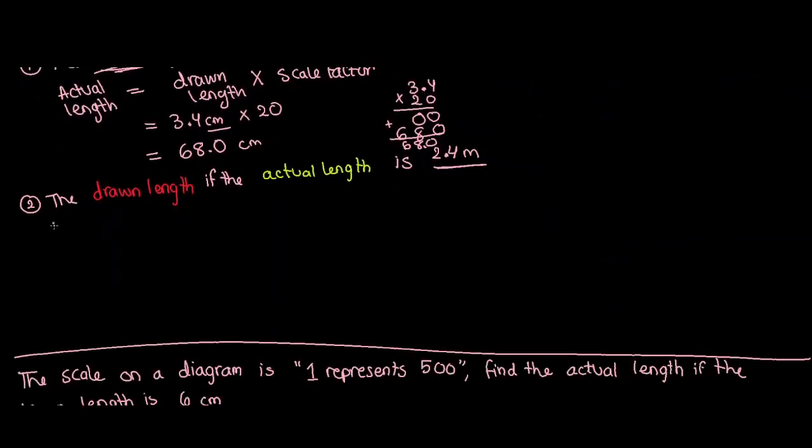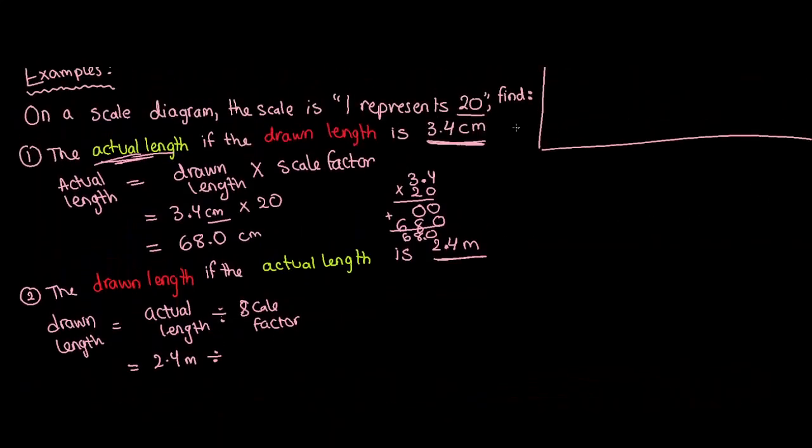So write that down. Drawn length equals the actual length divided by our scale factor. Again, we have all of the information we need. The actual length is 2.4 meters. And we divide it by the scale factor, which is right here, and that is 20.